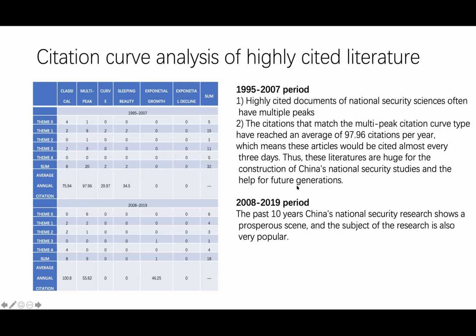And in the second period, we can see that it shows our processor science, and the subject of research is also very popular, because the classical average annual citation is 100.8, and the multi-peak is 50.62. Drawing on the average annual citation frequency of documents with multi-peak citation curves, I think we can look forward to the citation frequency of documents with multi-peak citation curve types from the second period in the next few years.